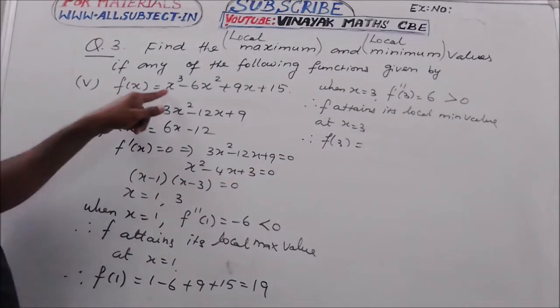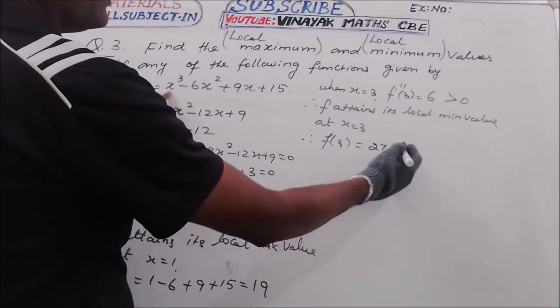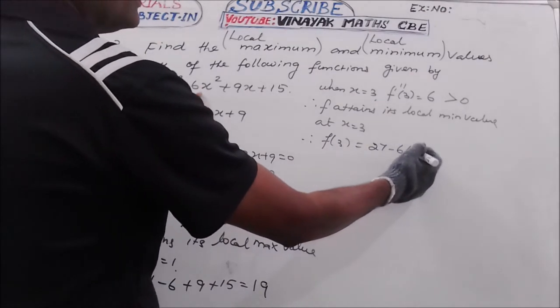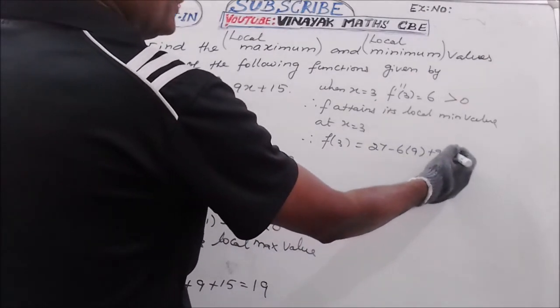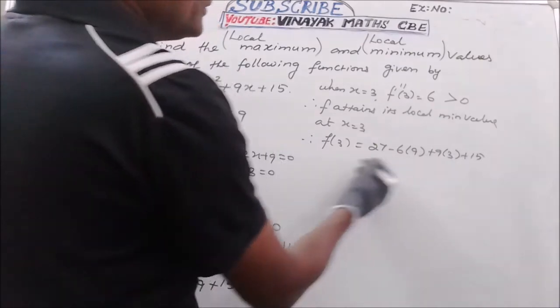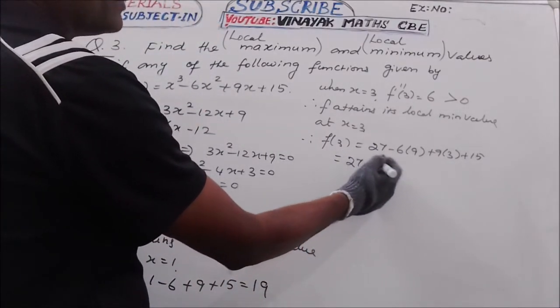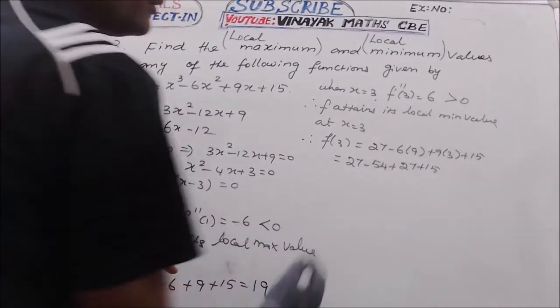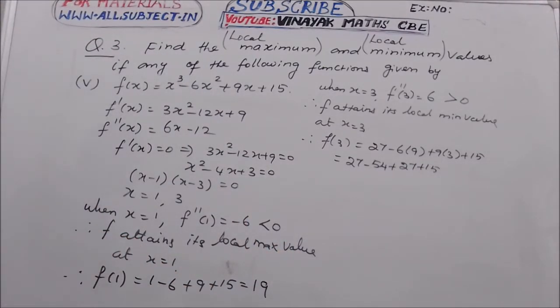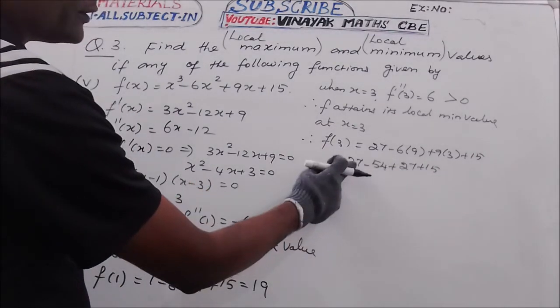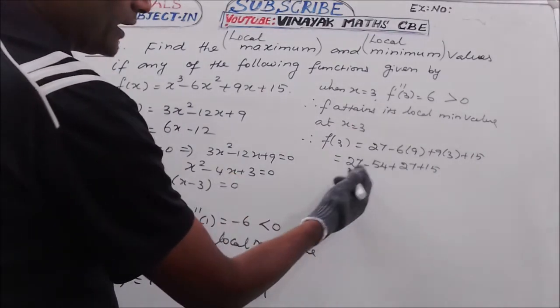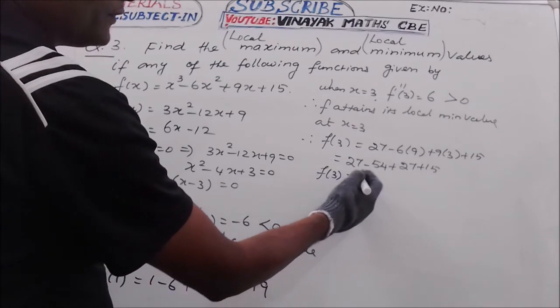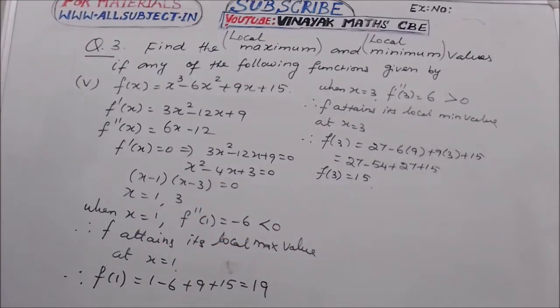Substituting x is equal to 3 in f, 27 minus 6 into 9 plus 9 into 3 plus 15, which is equal to 27 minus 54 plus 27 plus 15. Simplify it, we will get 27 and 27 make 54, 54 minus 54 gets cancelled, remaining is 15. Therefore, f of 3 is equal to 15.